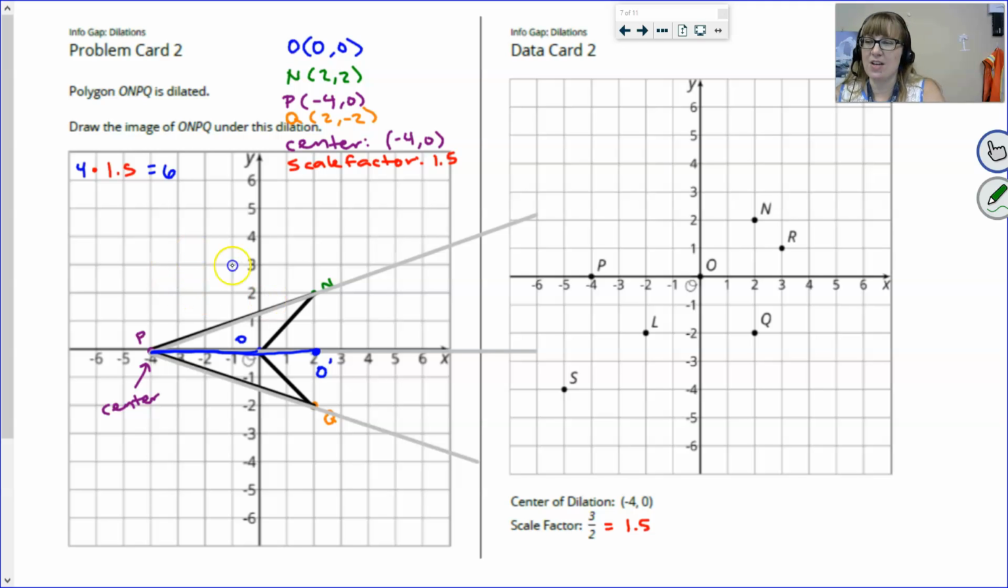Let's repeat that process. The challenge now is N and Q. We can't actually measure and see how far away they are. We've got to use the information on the grid. Such as to go from P to N to measure that distance, I'm going up 2 and to the right 6. So up 2 and to the right 6. So going up 2, that's going to be dilated and multiplied by 1.5.